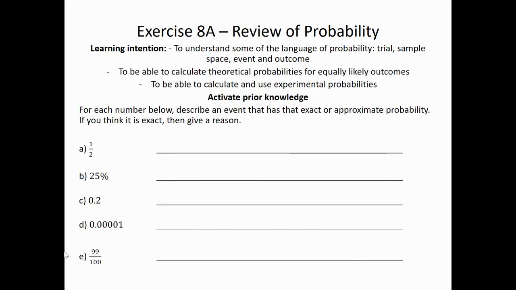So just to get started, I want you to have a think about these probabilities here. We've got probabilities listed in different ways. We've got a fraction, we've got a percentage, we've got a decimal. Have a think about an event that you think might have an exact or approximate probability that's equal to that. And just give me a reason for it if you think it is exact. So pause the video, have a think, come up with some ideas. I look forward to checking these when we get back into class to go through them.